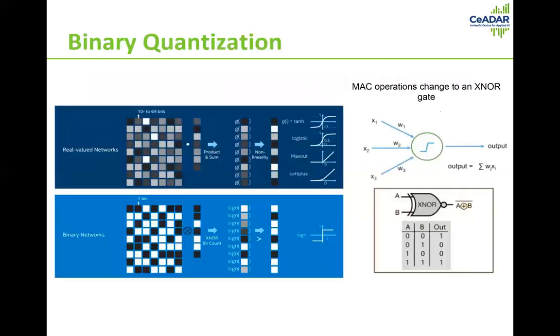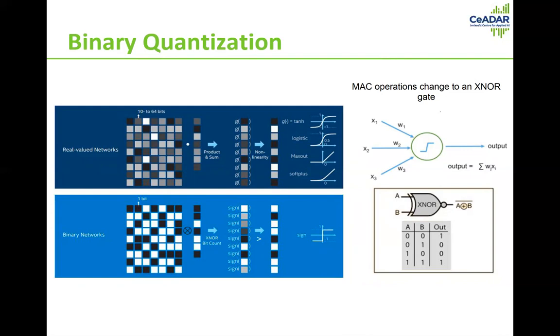That's called binary quantization. What you do is quantize your whole neural network, your weights, biases, and activations, to just 2 values, that is +1 or -1. So this is your real-valued network, which uses 32 or 64 bits. But now your all-binary network has just one bit for each weight. And this extreme form of quantization has some consequences.